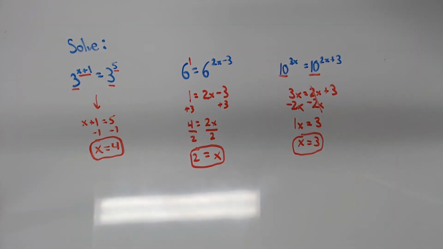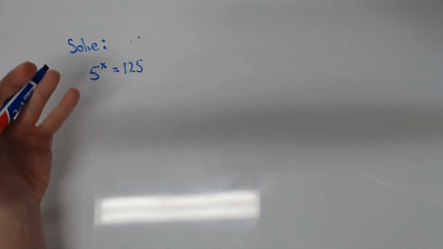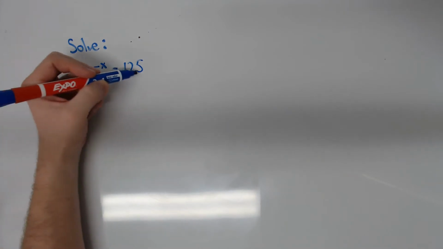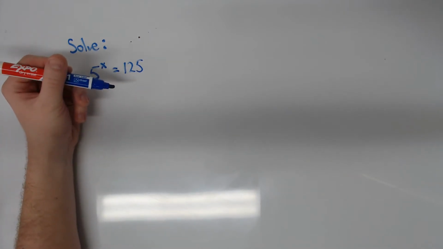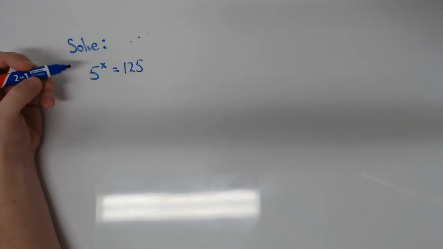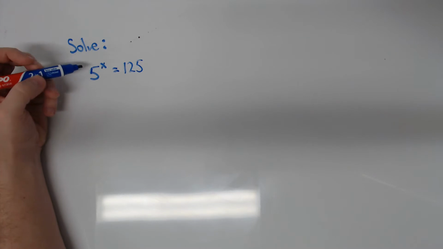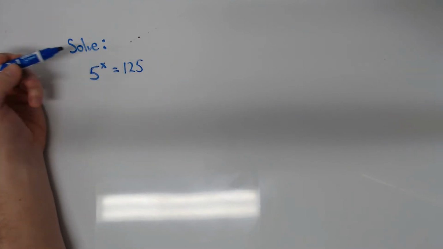Our next problems are going to be a little bit trickier because the bases aren't going to match, but we'll figure out how to handle that. So this is an example where the bases don't match. This one's a 5, this one's 125. Okay, so what we want to do here is, the only way this is really going to work is if one of these is just a multiplied up version of the other.